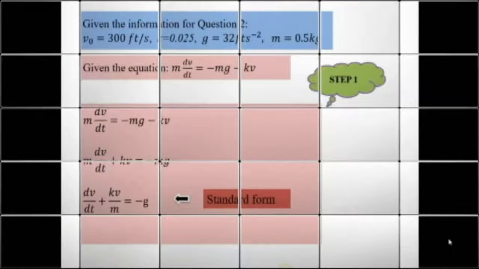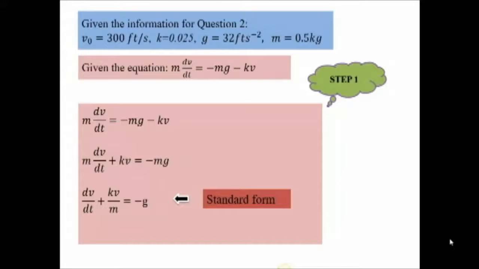The solution for question 2. Firstly, given the information for question 2, which is v0 equals 300 feet per second, k equals 0.025, g equals 32 feet per second squared, m equals 0.5 kg. So, given the equation, m dv over dt equals negative mg minus kv.